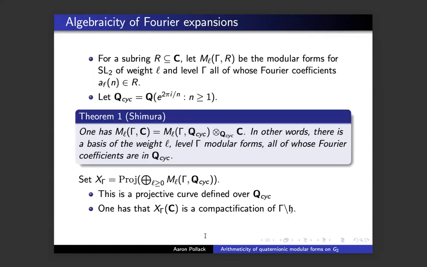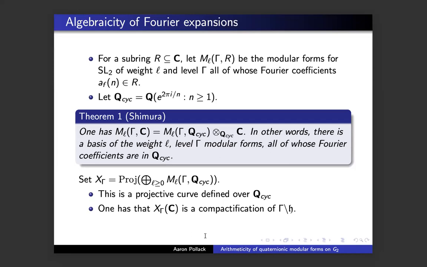So what do I mean by algebraicity of Fourier expansions? If I take a subring R of the complex numbers, I can denote by M_L(Gamma, R) the modular forms for SL2 of weight L, level Gamma, and all of whose Fourier coefficients are in the subring R of the complex numbers. And so here's a weak form of the algebraicity of the Fourier expansions. One can certainly prove much stronger results, but for my purposes, I'll just state this weak form.